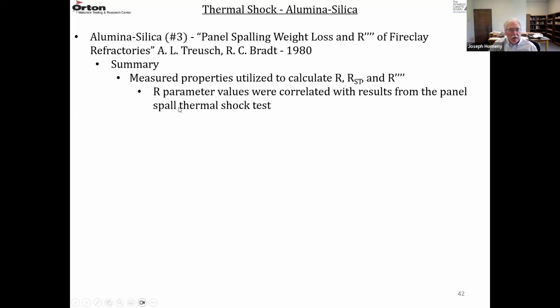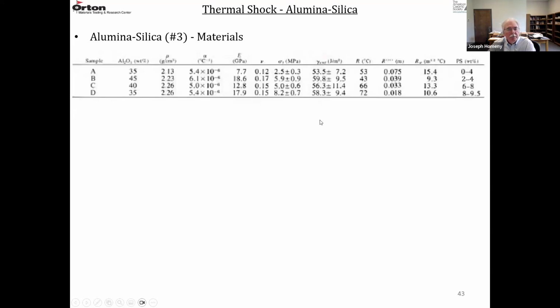The panel spall test, I've seen that when I was much younger, a long time ago. It's not used anymore. It used to be an ASTM test, and it's obsolete now, but it's an older test. It's quite cumbersome to run. You need a lot of samples and you need a lot of equipment.